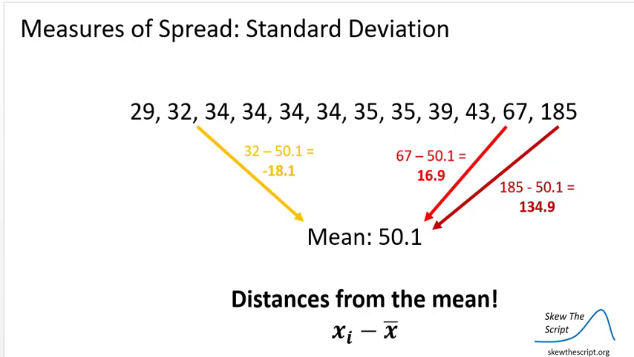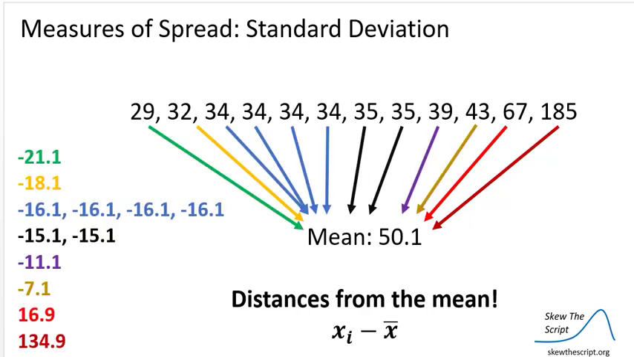Keep on doing that. And what you should notice is that we are getting negative values and positive values, and these are all listed over here on my left. So when I took 29 minus 50.1, I got negative 21. 32 minus 50.1, I got negative 18.1. All the 34s were negative 16.1. 35 minus 50.1 was negative 15.1. So we have lots of negative numbers and then a few positive numbers. Usually this is an indicator, if you have a lot of values below and only a few above, that there is an outlier present, but we can get into all that later.